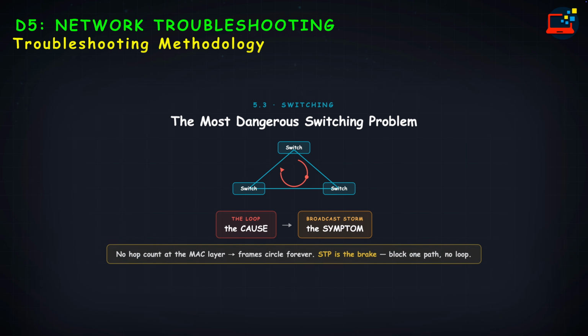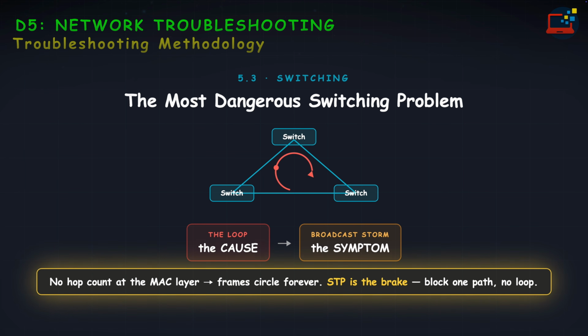On the switching side, the most dangerous problem is a switching loop. At the MAC address layer, there's no mechanism to count how many times a frame has been seen, so a frame caught in a physical loop between switches will circle forever, around and around, and as more traffic piles in, the switches are overwhelmed and the network grinds to a halt. That flood is called a broadcast storm. Here's the distinction the exam wants. The loop is the cause, the broadcast storm is the symptom, and the protection is spanning tree protocol, STP, the traffic cop that deliberately blocks one path so cars cannot drive around the block forever. No spanning tree, no break.